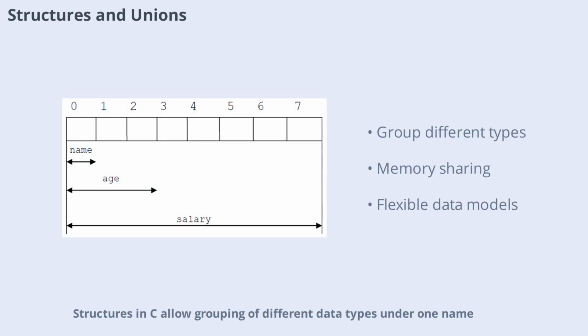Structures in C allow grouping of different data types under one name, making it easy to represent complex entities like a person with name, age, and salary. Unions are similar but store only one member at a time, sharing memory space. This is useful when variables may hold different types at different times, saving memory. Both structures and unions are foundational for building more advanced data structures.